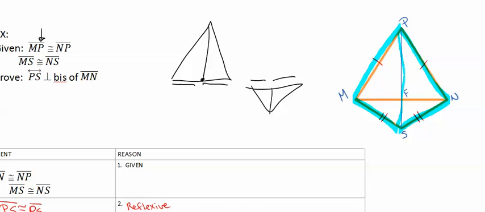If you look, angle MSF and SFN are both part of the triangles we just proved congruent, but also part of the smaller triangle right here. So we'll state that those are congruent based on CPCTC.